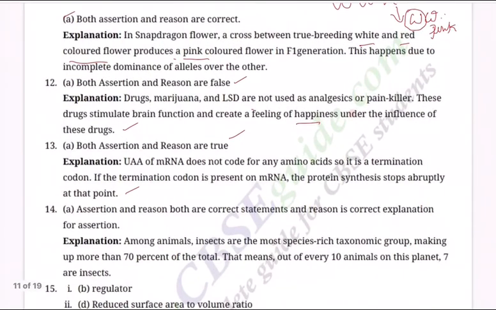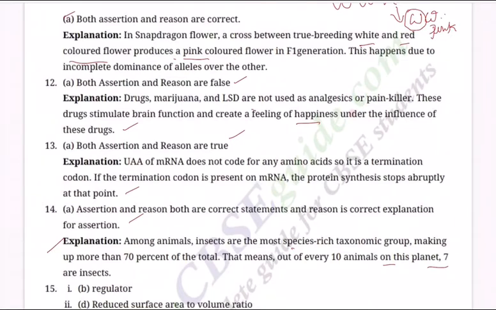Question number 14. Again answer A. Assertion and reason both are correct statements, and reason is the correct explanation for assertion. So here, what is the explanation? Among animals, insects are the most species-rich taxonomic group, arthropoda, making up more than 70% of the total. That means out of every 10 animals on this planet, 7 are insects. That's why A is correct.